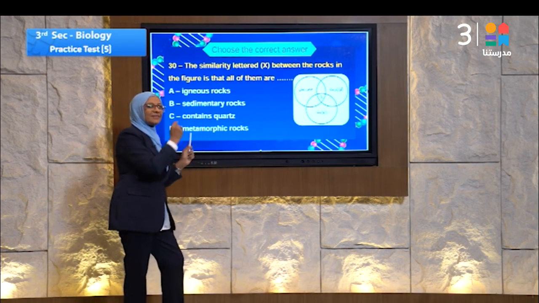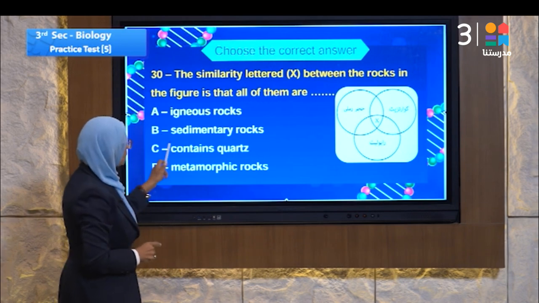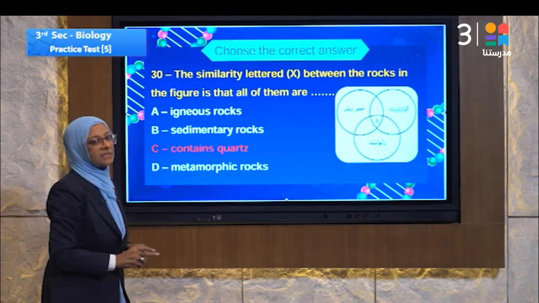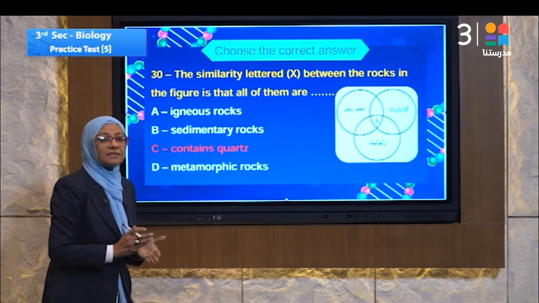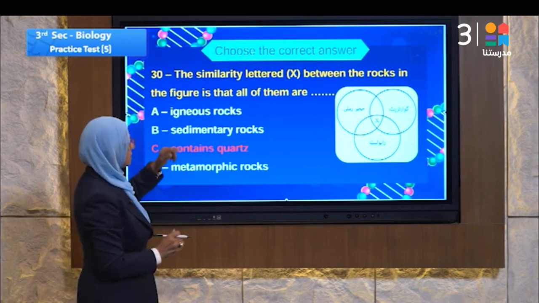Yes, common or similarity. The similarity lettered X between the rocks in the figure is that all of them are igneous rocks? No, not all of them are igneous rocks because sandstone is a sedimentary rock. All of them are sedimentary? C, contains quartz. D, metamorphic rocks. No, the answer must be contains quartz because they are similar in the structure of the rocks, not in their sedimentary or metamorphic nature or the origin of the rocks.